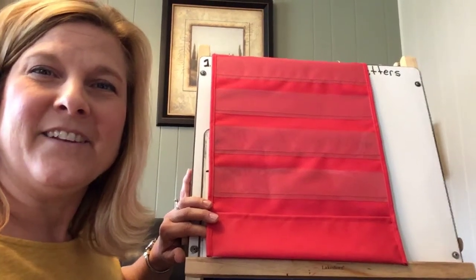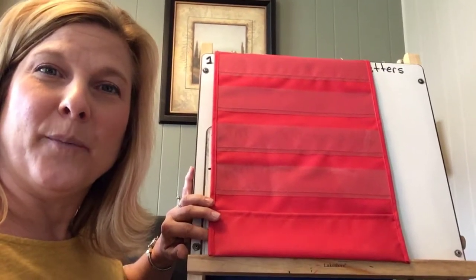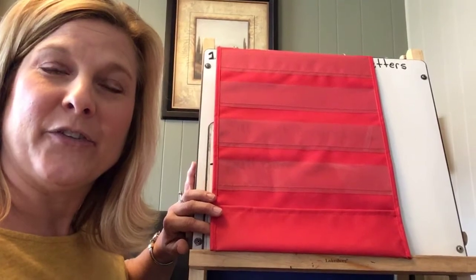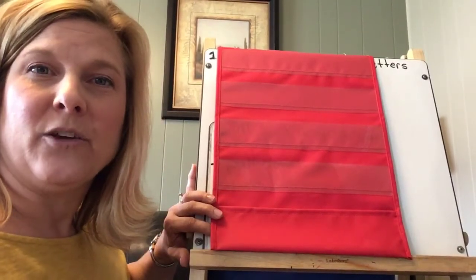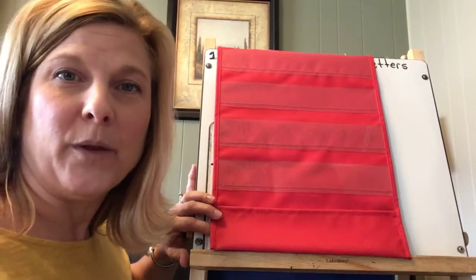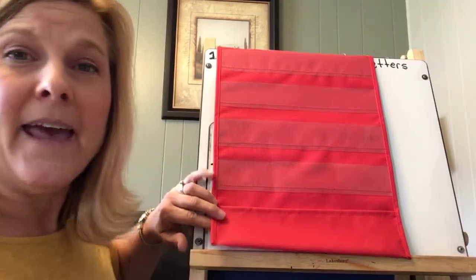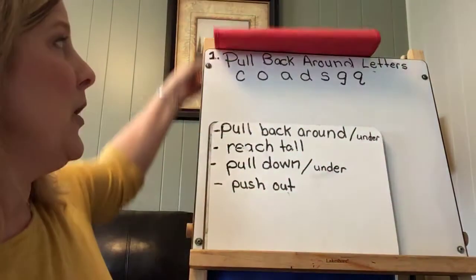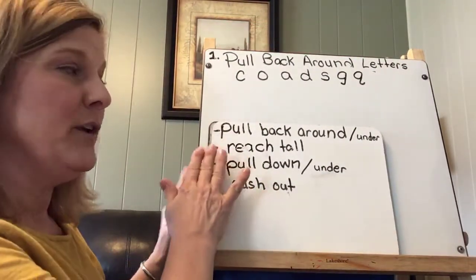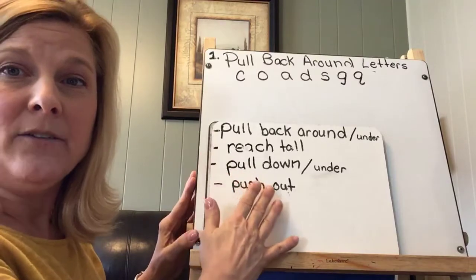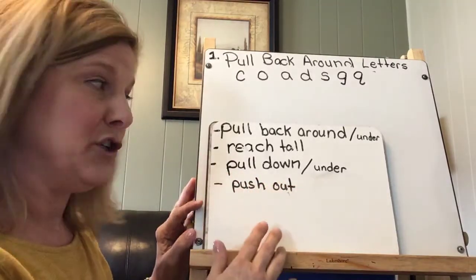Hi, today I'd like to talk to you about correct letter formation with the lowercase letters. I've taken the letters of the alphabet and grouped them into different categories based on the starting point of each letter. The categories are pull back around, pull back around and under, reach tall, pull down, pull down under, and push out.